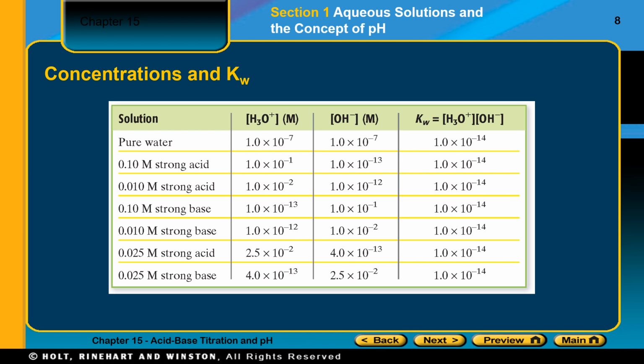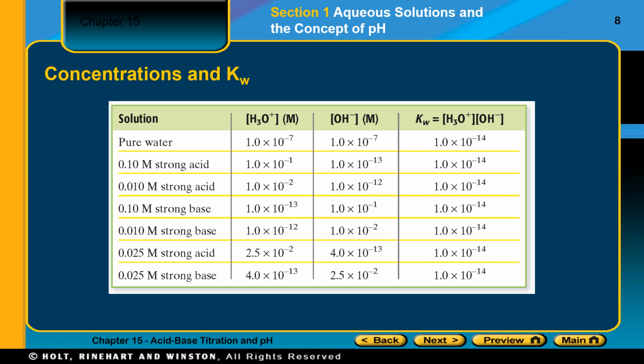So let's say we have a strong acid, and it says that it's the second one down under pure water. It says 0.10 molar. Okay, so that means that the hydronium ion concentration is going to be the same, 1.0 times 10 to the minus 1. And if I solve for the hydroxide ion concentration, I will notice that it's 1.0 times 10 to the minus 13. All I would do to solve for that second number is take 1.0 times 10 to the minus 14 divided by 1.0 times 10 to the minus 1, and I'll get 1.0 times 10 to the minus 13.